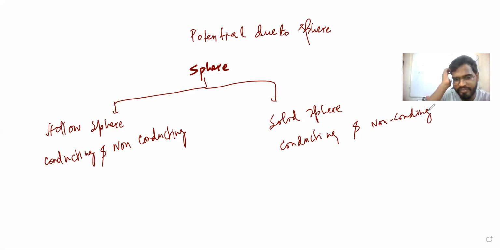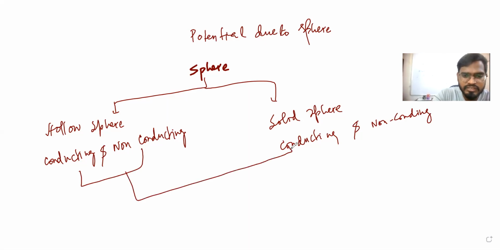One benefit is there: for the conducting ones, all will have the same derivation. This is not going to change. Potential due to inside, outside, on the surface, everywhere will be the same. The only thing that will change is the non-conducting one. Let's see why it will change. That also we'll see actually.